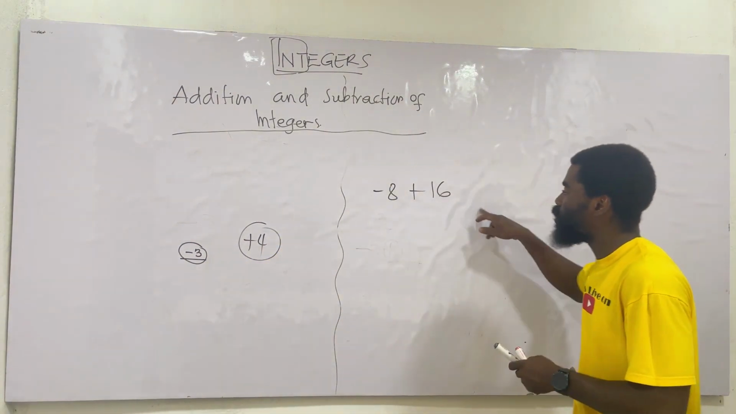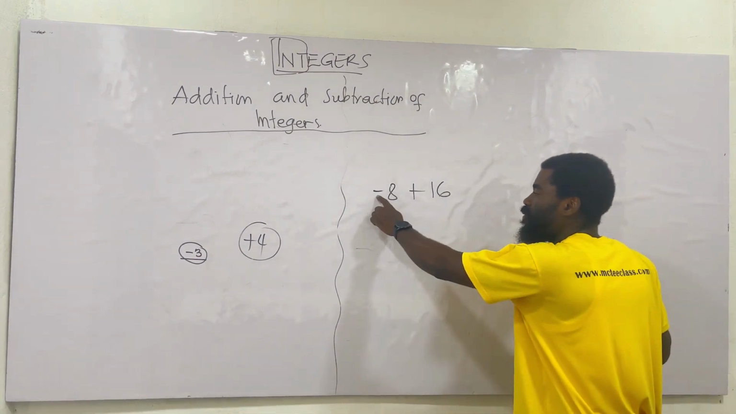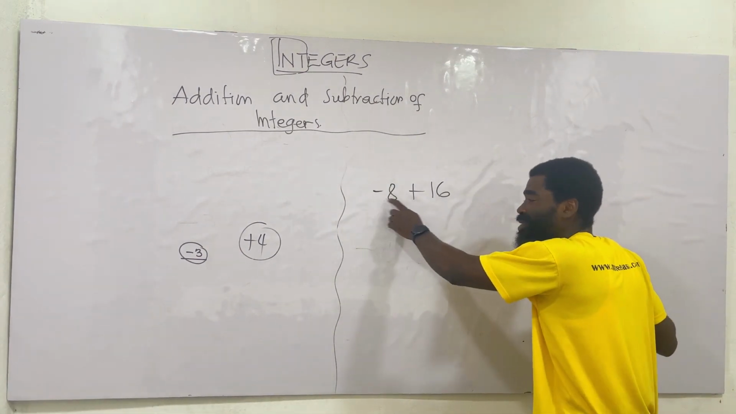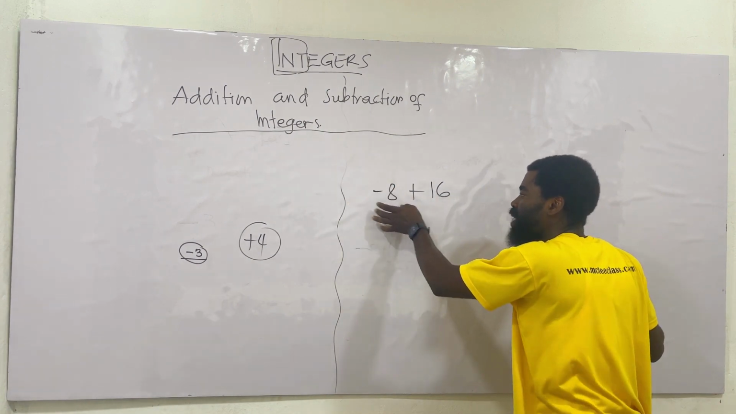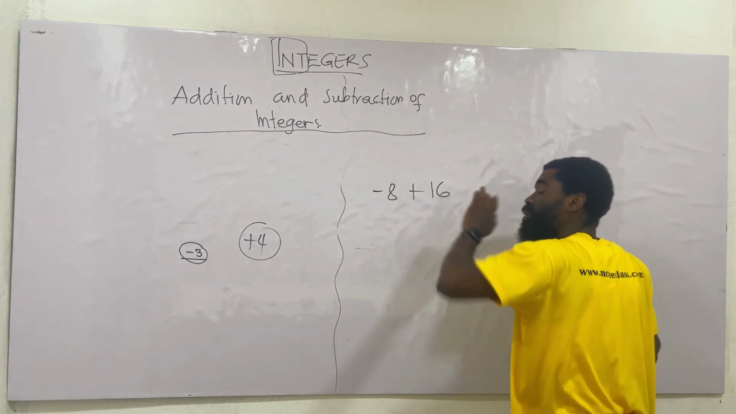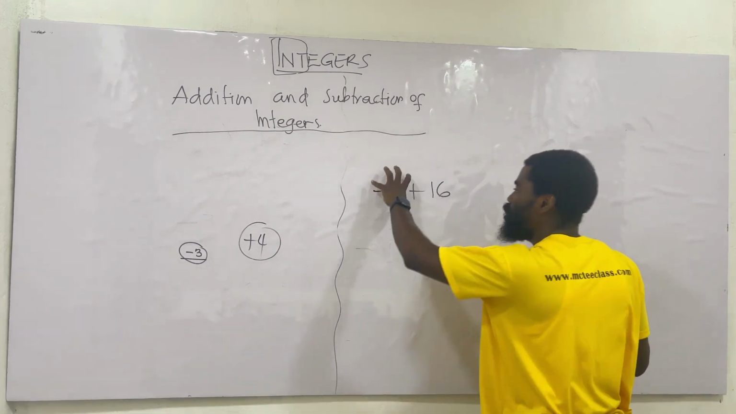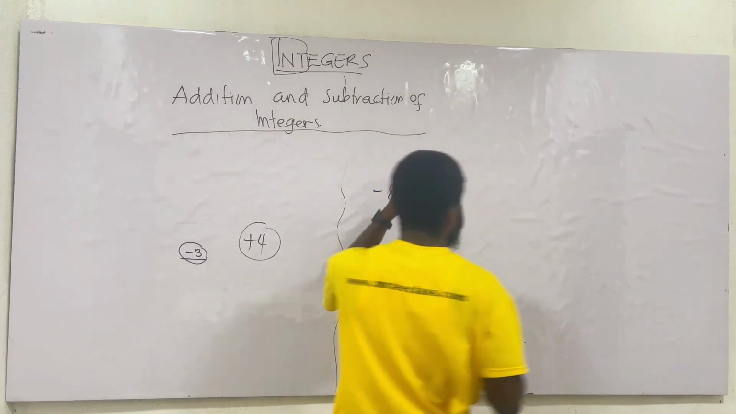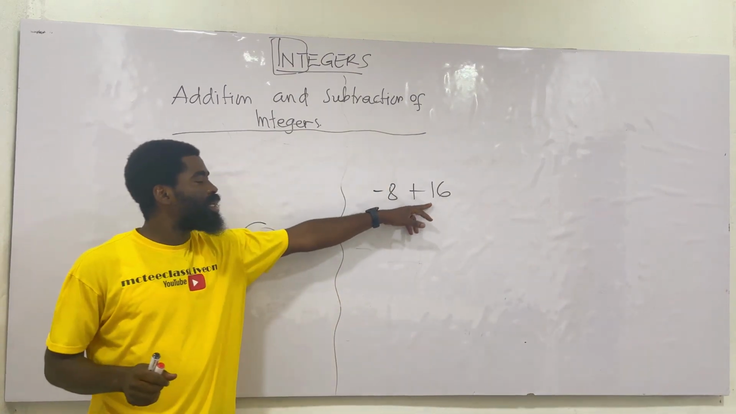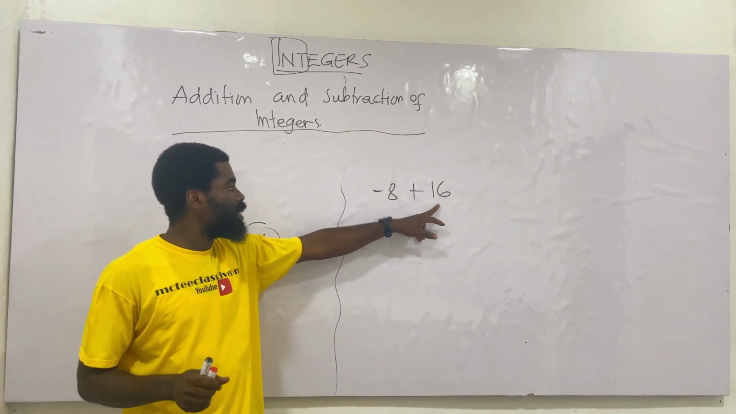If we read this properly, the sign in front of 8 is negative and the sign in front of 16 is positive. This means that you owe 8 and you have 16. You get the point I'm making here.